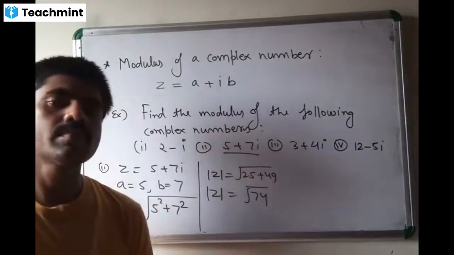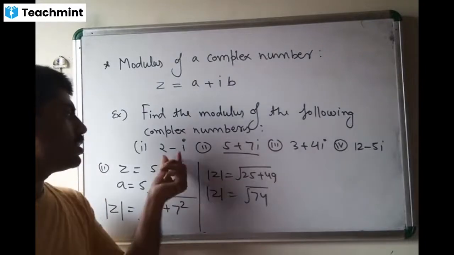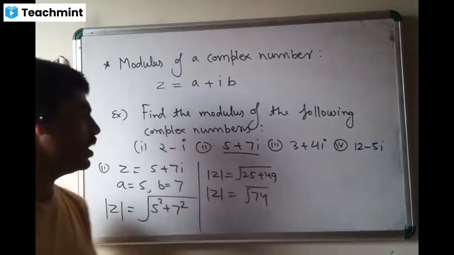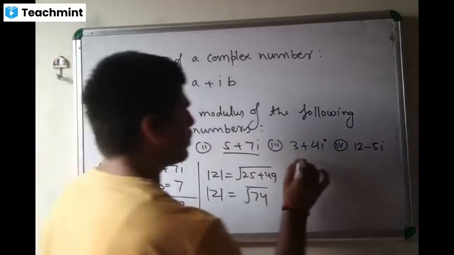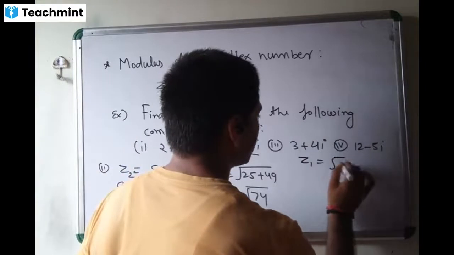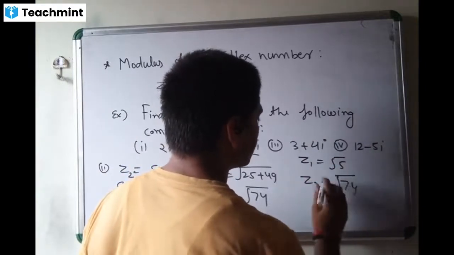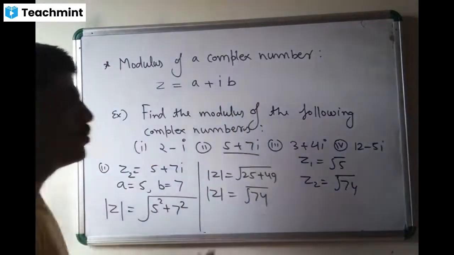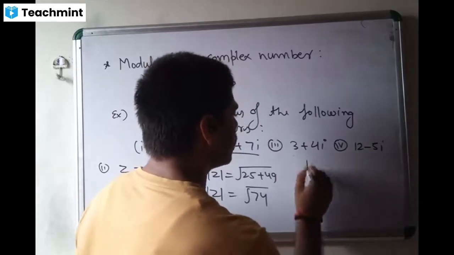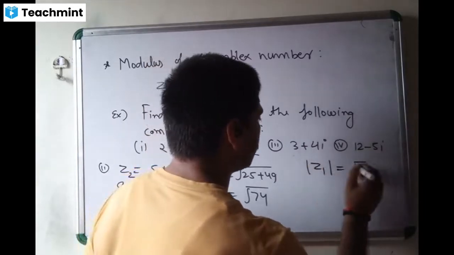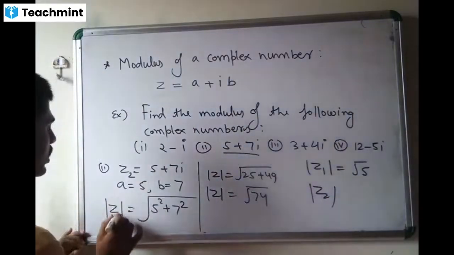So can you compare this Z1 and Z2, which is larger? Z1 is equal to under root 5 and Z2 is equal to root 74. Can you tell me which is larger, mod Z1 or mod Z2? Mod Z1 is equal to under root 5, you have already found. And mod Z2, like this is mod Z2.